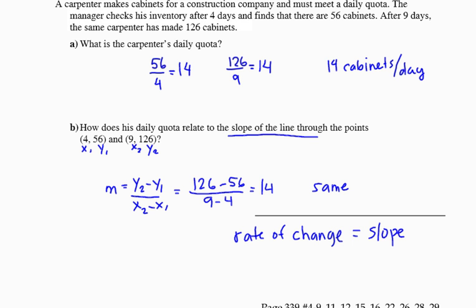Now in this question, we were able just to go 56 divided by 4 only because this graph actually starts at 0, 0. At 0 days, he makes 0 cabinets. If there was some initial amount, in order to find the slope or the quota, we would have had to use the slope formula. You would have found that when you did 56 over 4 and whatever number over 9, they wouldn't have been the same. And if that happens, we'd have to use the slope formula to find the rate of change. Okay, as long as the relationship's linear.